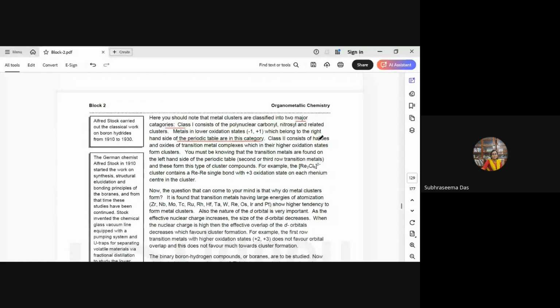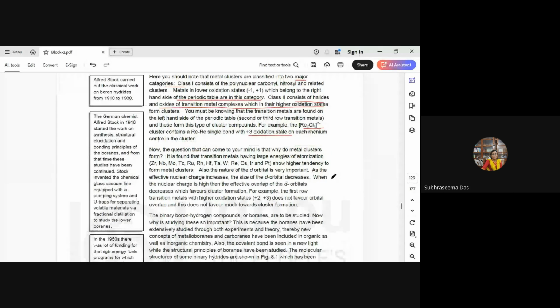The class 2 type of metal cluster consists of the halides and oxides of transition metal complexes in their higher oxidation states. We know that the transition metals are found on the left hand side of the periodic table, mostly in the second row and third row. They form such type of clusters like the Re2Cl8, where the rhenium contains +3 oxidation state. So here we'll gradually study about class 1 and class 2 type.